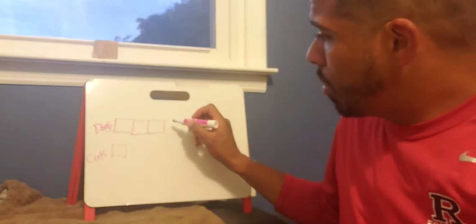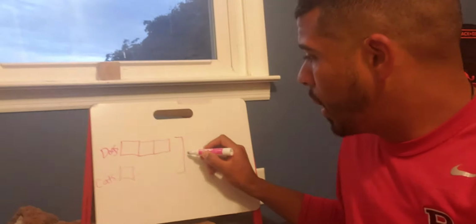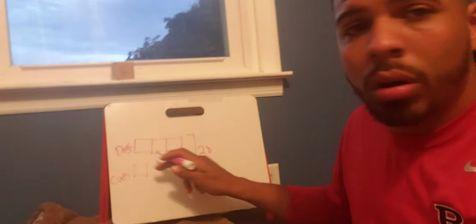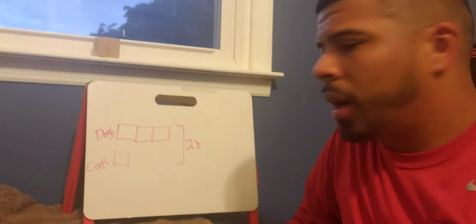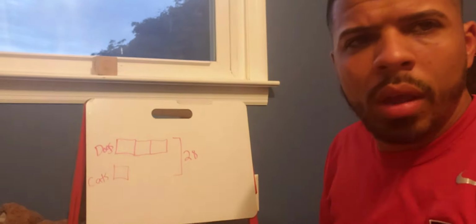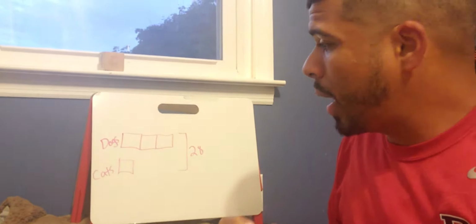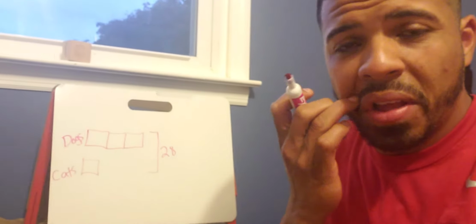Together, these dogs and cats weigh 28 pounds. Meaning if I put the weight of all of these dogs and cats together, that's going to be 28 pounds. If I'm asked to find the weight of just the cats, how would I go about doing that? Very simple.